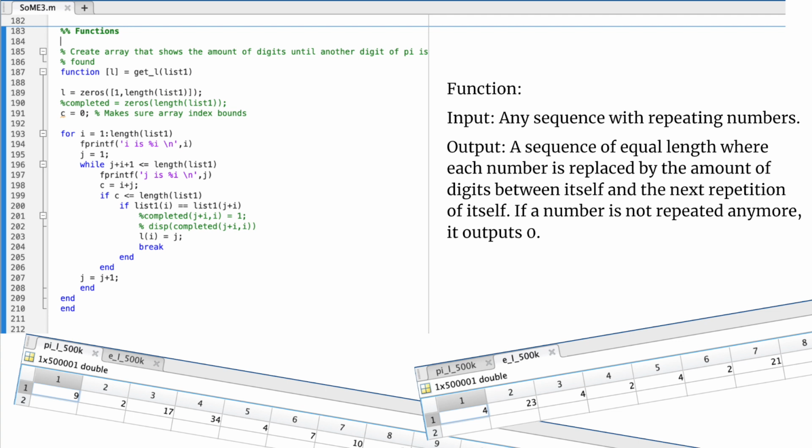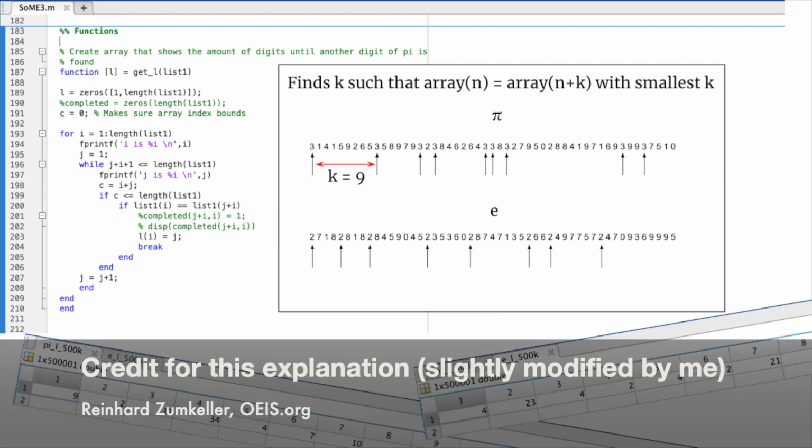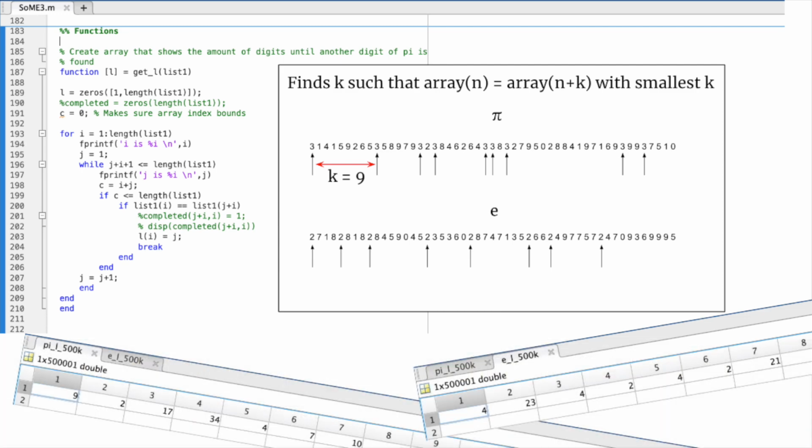This function takes any array of numbers and spits out the amount of digits between that digit and the next time that digit is repeated. For example, if we take pi and look at the first number of the output function, it is 9. That means that the ninth digit after the first number is the same as that first number. A few final numbers are filled with zeros as the numbers stop repeating as they run out. Since pi and e are transcendental, we can ignore these zeros.